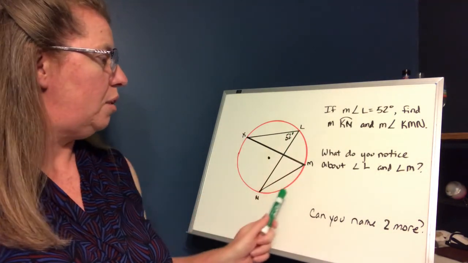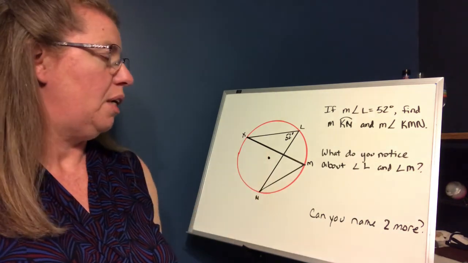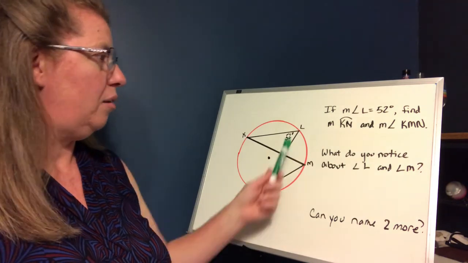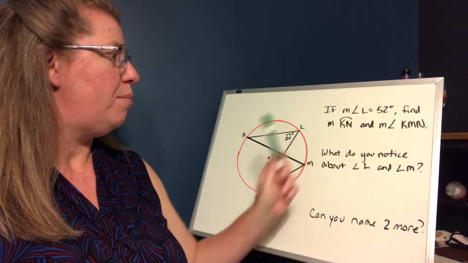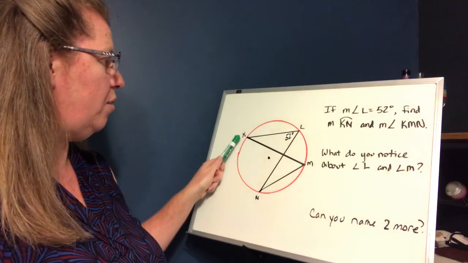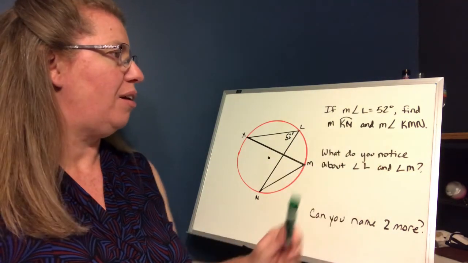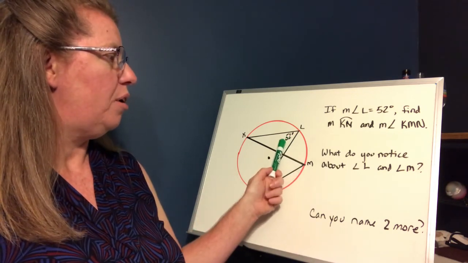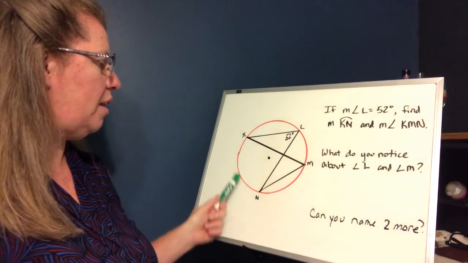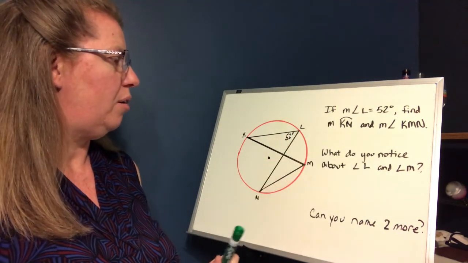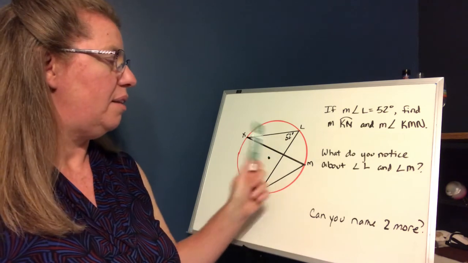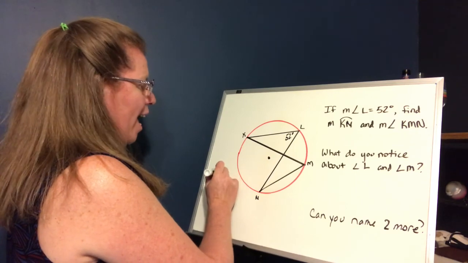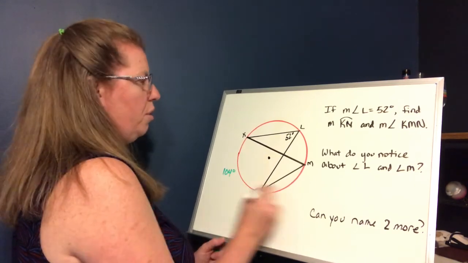We have a circle, and notice we have a bunch of different inscribed angles. So here's the first part. If the measure of angle L, right here, is 52 degrees, find the measure of arc KN, which is right here, and the measure of angle KMN, which is this angle here, okay? So we learned in our last theorem that the arc that is intercepted by the inscribed angle is twice the angle measure. So we know if this angle is 52, that means that KN is going to be 104 degrees.